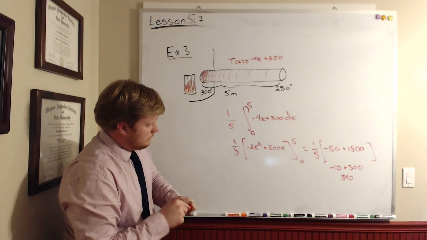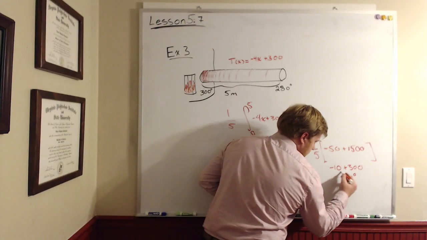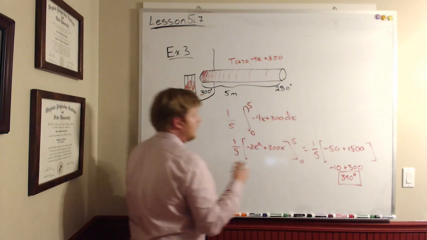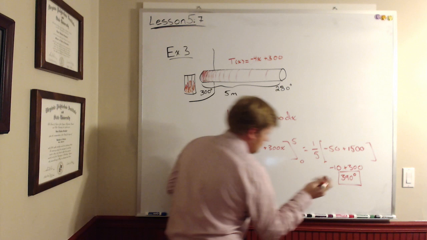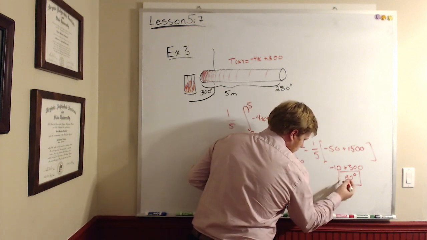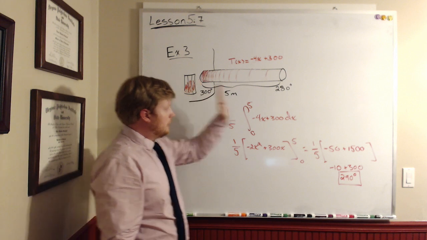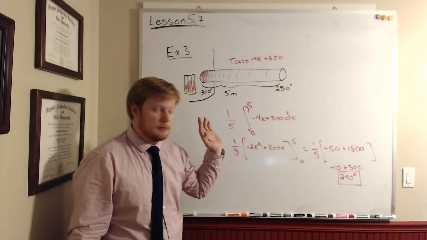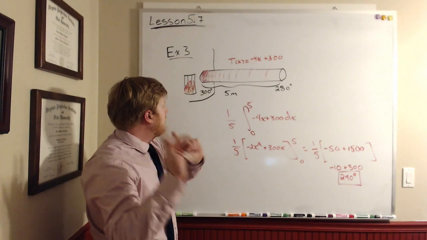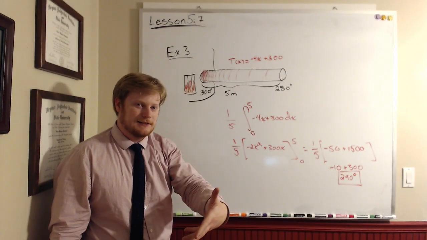Now, I like this problem because it's easy to see that this truly is the average temperature. Excuse me, 290. Because if the temperature is 300 here and the temperature is 280 here, then the average should be somewhere right in the middle. And that's only because the temperature is decreasing at a constant rate.